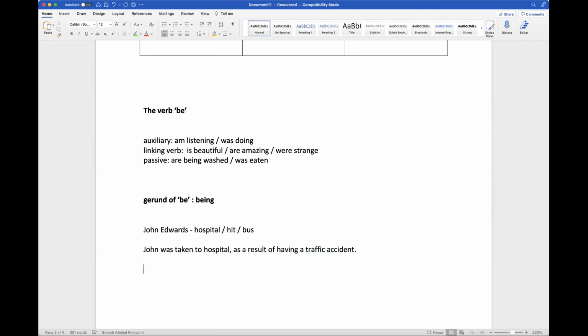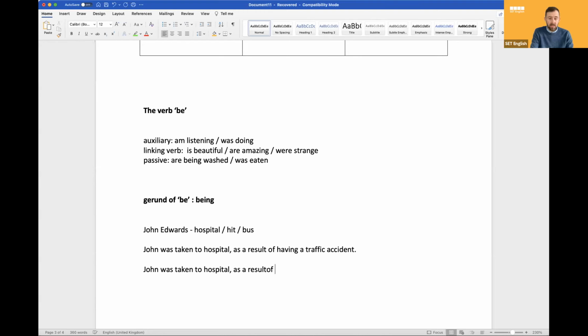Or if you want, you can put it into the passive. John was taken to hospital as a result of being hit by a bus. By a bus. Yeah. That happened to him, didn't it? The bus hit him. So you could say as a result of.